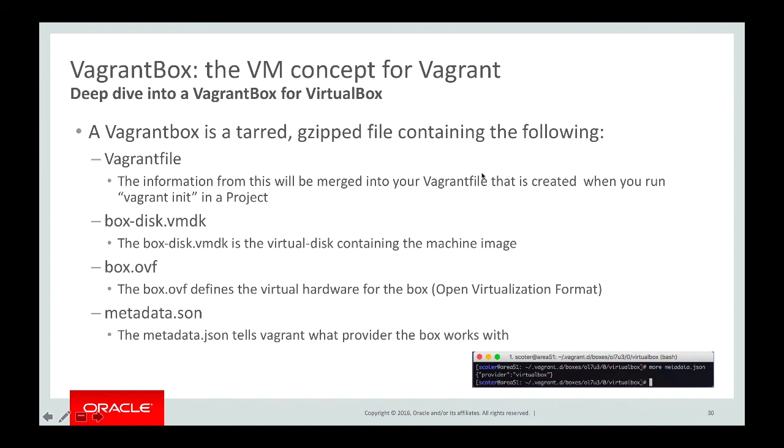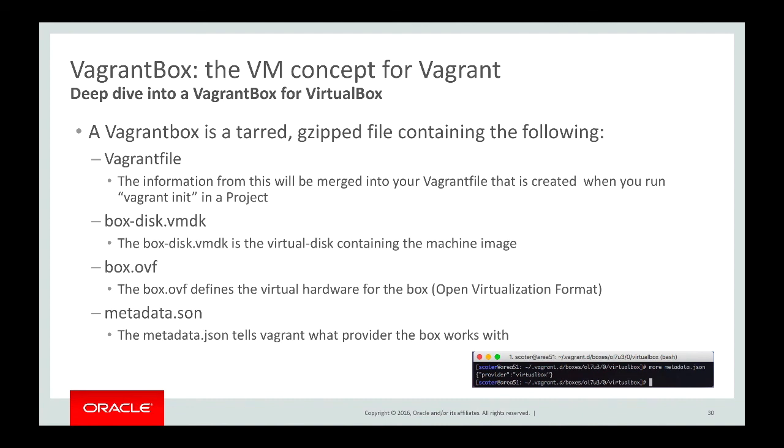Now, coming back to the Vagrant box concept. A Vagrant box is a tar gzipped file containing the Vagrantfile, so the information from this file will be merged into your Vagrantfile that is created when you run vagrant init in a project. Then you have VMDK files that are the virtual disks containing the machine image with the operating system or applications.